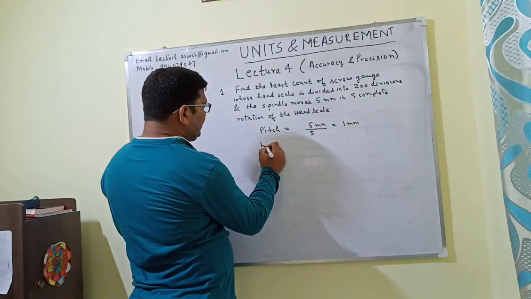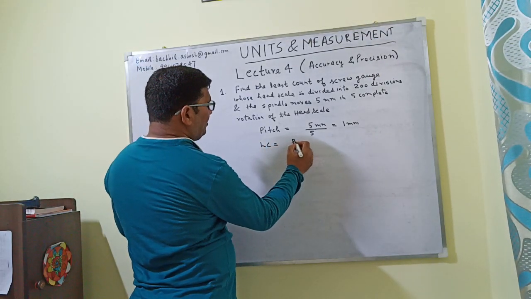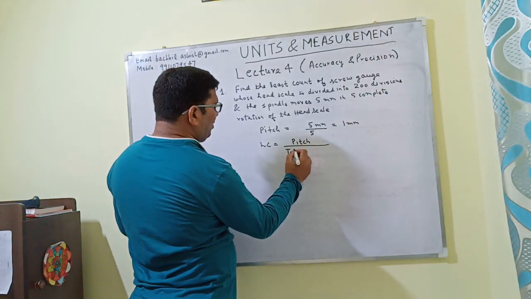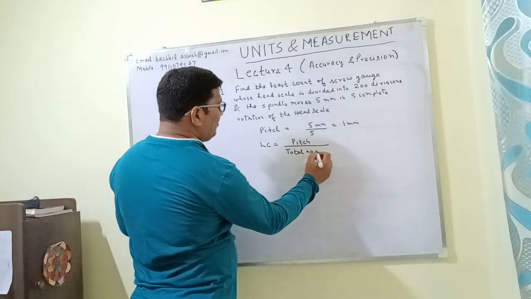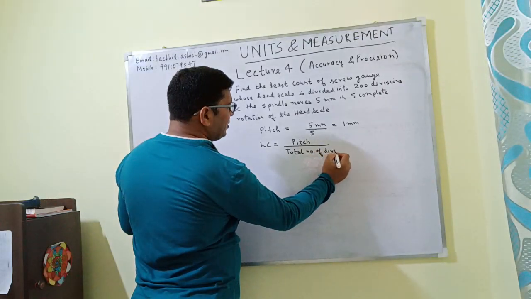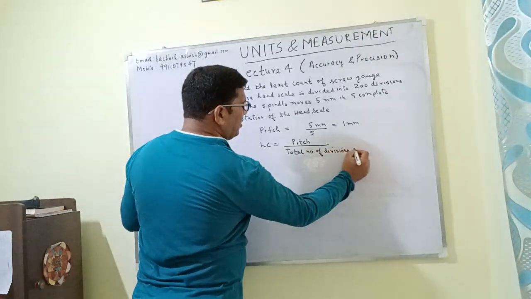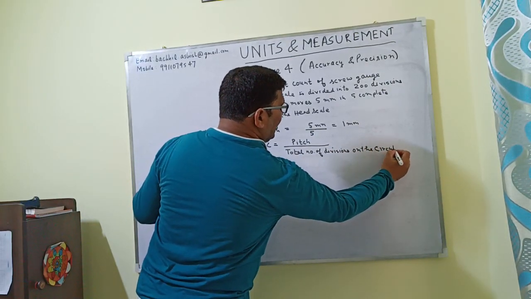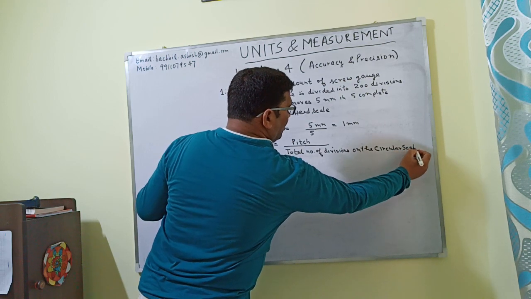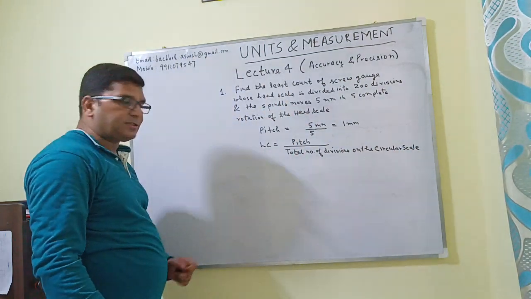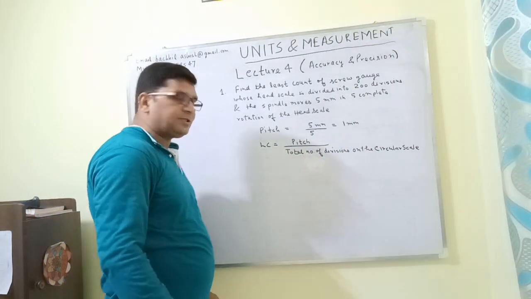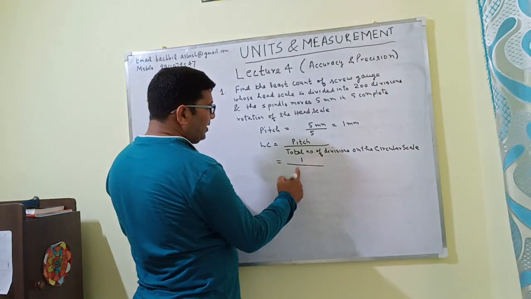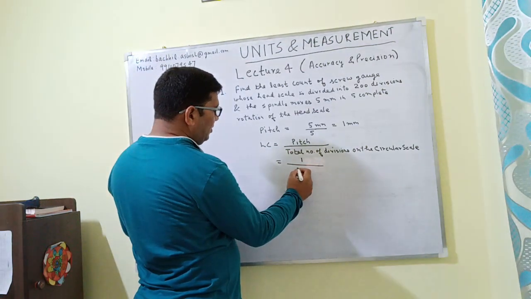Now, least count of the screw gauge is equal to the value of pitch divided by the total number of divisions of the circular scale. Total number of divisions on the circular scale or the head scale. Here they have written this as the head scale. Head scale and the circular scale are the same thing. So the pitch is equal to 1 mm, and the total number of divisions is equal to 200.